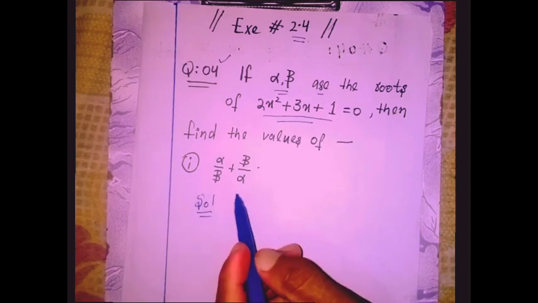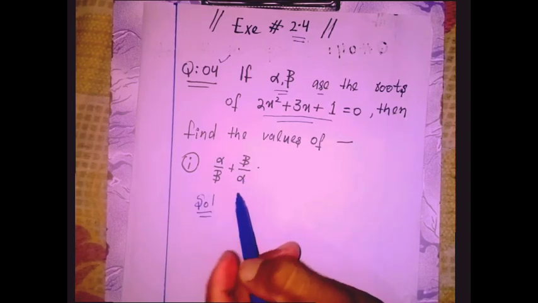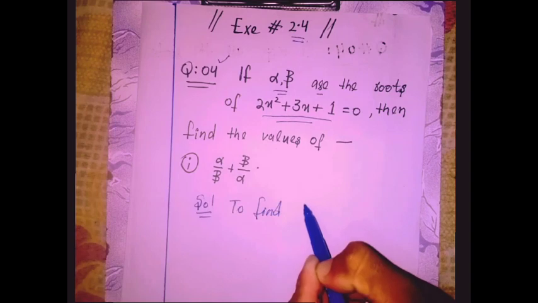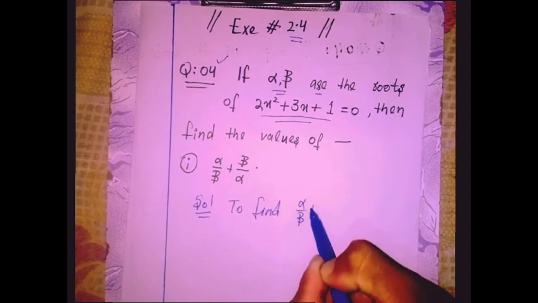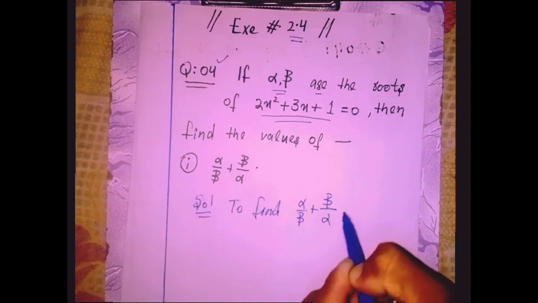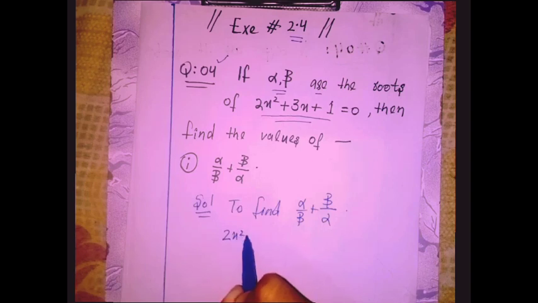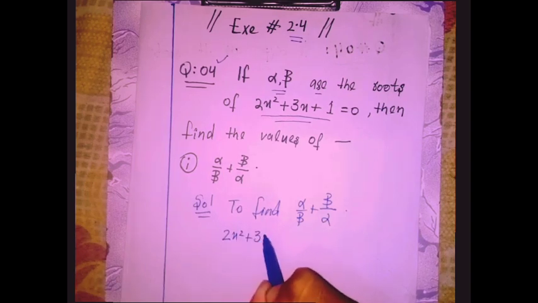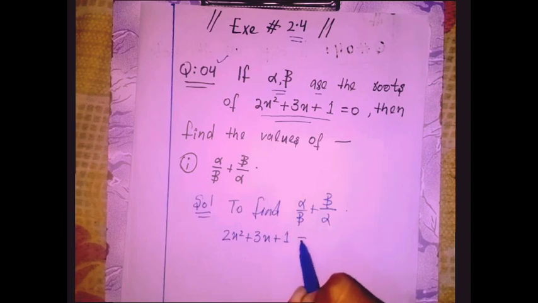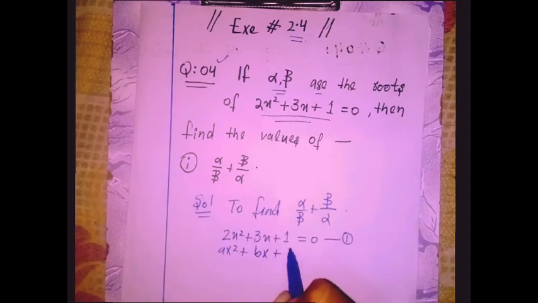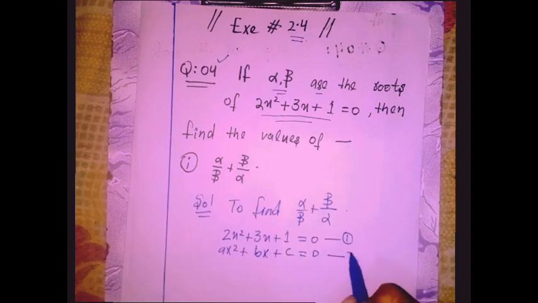Here we have to find the value of alpha divided by beta plus beta divided by alpha. So we have to write the given equation, which is 2x squared plus 3x plus 1 is equal to 0. Here is the given equation, equation number 1. Now we have to write the general form of the quadratic equation, which is ax squared plus bx plus c is equal to 0. This is equation number 2.